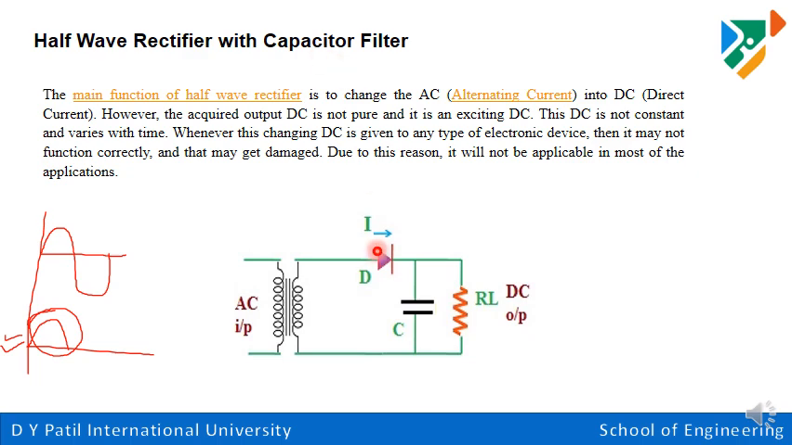The circuit diagram of the half wave rectifier using a capacitor filter is shown in this figure. In this circuit, a resistor and a capacitor are used. Here the capacitor is connected in parallel with the load resistor. If we consider this circuit diagram, we just connect one capacitor which is parallel with the load.